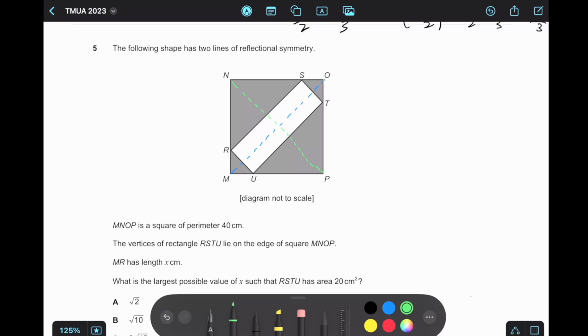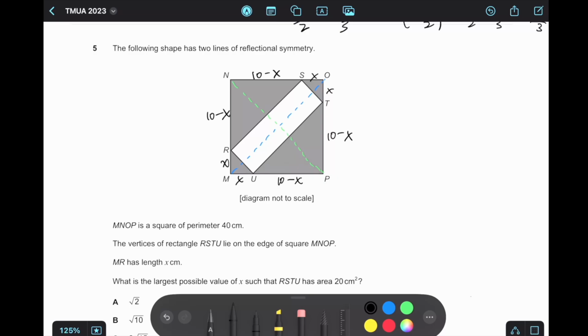Okay, so we then know that MNOP is a square of perimeter 40 centimeters, and that MR has length x cm. So the side length of this square would be 10, so this is 10 minus x. And because of the properties of reflectional symmetry, we could also say this is 10 minus x, this is x, this is also x, this is 10 minus x, 10 minus x, and x.